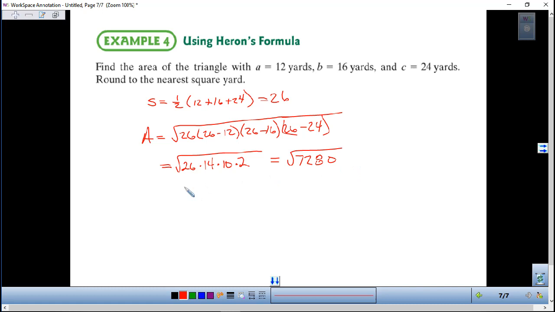So then we take the square root of that, and we get that it is approximately 85.3. They want it to the nearest square yard, so it's just 85. And since the lengths are yards, yards, and yards, it's going to be square yards. And that's all there is to it.